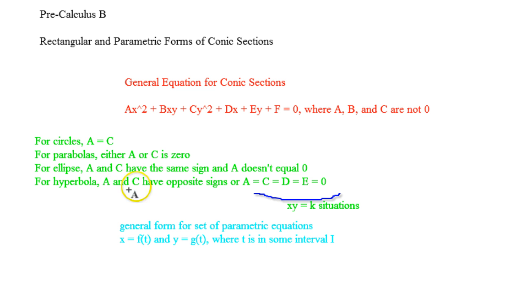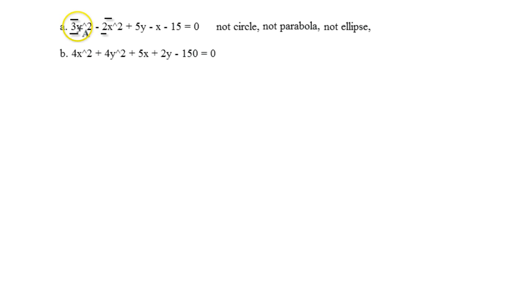So for hyperbola, a and c have opposite signs. If you notice, a is negative, c is positive, voila, it must be a hyperbola. Okay, so you just have to eliminate all the possibilities and then check to see if it's that fourth one. Now on this one, as you can see, a and c are both the same sign, so this is a circle. I don't even need to rule out the other ones. Okay, so that's as simple as it is in identifying rectangular conics.